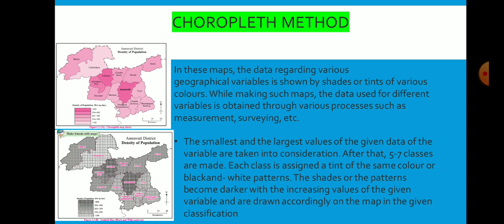In the bottom map, you can see that white and black color is used to show the density of population. So in this method, a single tint of the same color or a single black and white pattern is used to show distribution of a particular variable in a sub-administrative unit in a region.